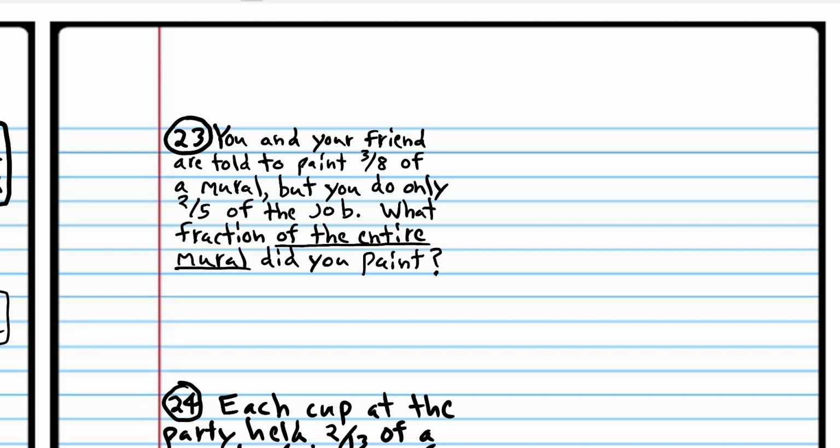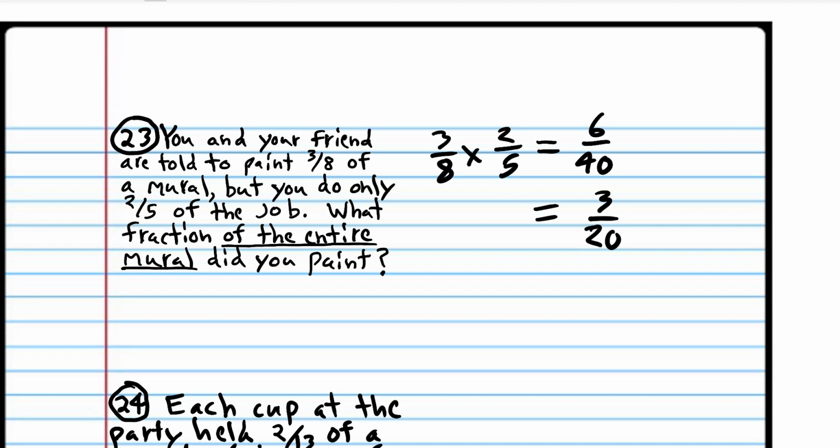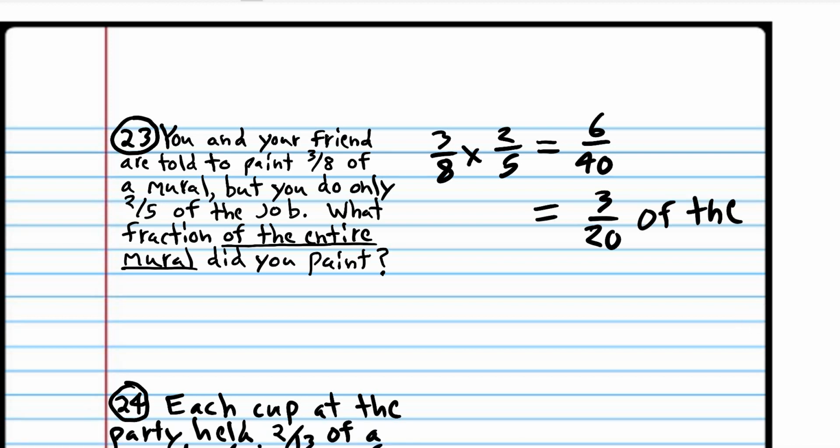All right, we're back. So 3/8 times 2/5 equals 6/40. And if I divide both sides by 2, that's not our multiplication facts, but if I divide both sides by 2, I get 3/20. 40 divided by 2 is obviously 20. Again, that's not a multiplication fact, but that should be fairly obvious. So you painted 3/20 of the mural.